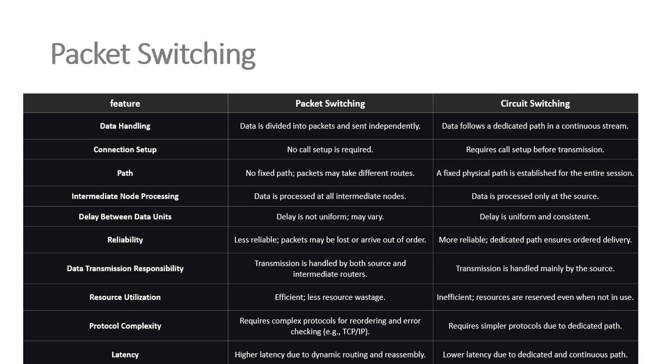In packet switching, packets are divided and sent independently, whereas in circuit switching a dedicated path is used. Then setup is required in circuit switching, while no setup is required in packet switching. Then a fixed path versus no fixed path. Delay is not uniform in packet switching. It is less reliable versus more reliable. Here transmission is handled by the source. So efficient, inefficient, like that, each has its own advantages and disadvantages. It takes less time in circuit switching. So depending on the requirement, we can use the switching techniques.